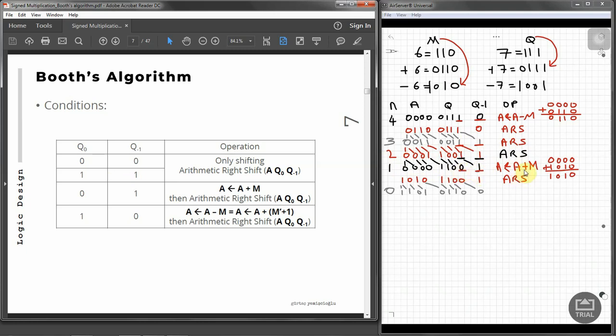We perform the addition, a plus m, which we are going to get 1 0 1 0. So that 1 0 1 0 is written for the new accumulator value, and we have got the q as it is and q minus 1 as it is. Then we perform another arithmetic right shift, and this is going to be 1 1 0 1 0 1 1 0. Now, is this the right number? Let's check.